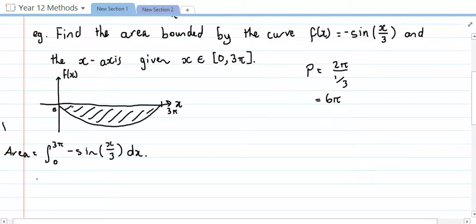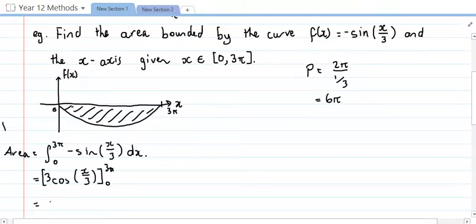What I'm going to do next is anti-differentiate this. When we anti-differentiate sine, it becomes negative cos, but that's going to be countered by the negative sign just here, so it's actually just going to become cos. I also need to divide by the derivative of the inner function, which is 1/3. So 1 divided by 1/3 is just going to be 3. I'll include my brackets here, so it's 3 cos of x on 3, between 0 and 3 pi.